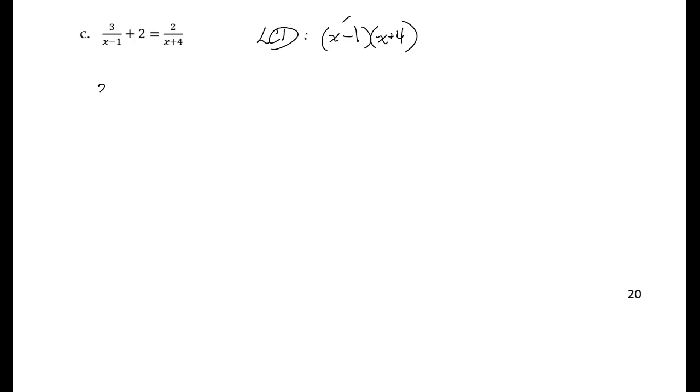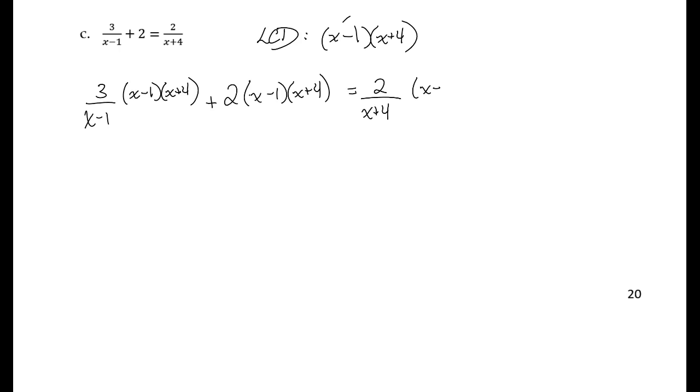You can take the time to rewrite it out if that's something that you need to do. I'm going to do it for this one just so that you see what it looks like. When we're multiplying it out, we're multiplying in the numerator. So what we're doing is x minus 1, x plus 4. Then I need to multiply the next term by the same thing, x minus 1, x plus 4 equals, and I need to do the same thing to each term on the other side. x minus 1, x plus 4. Again, I'm multiplying each term by my lowest common denominator.